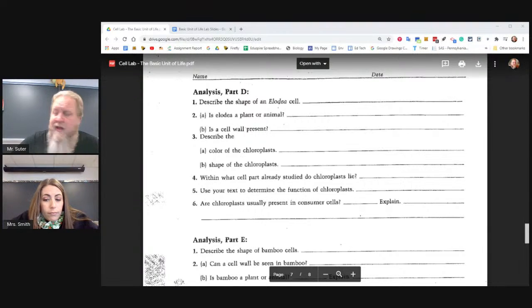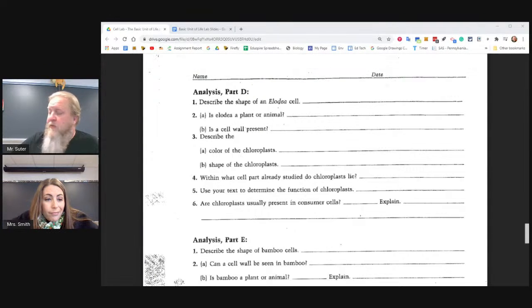Just a little interesting thing to add to that. Notice the word usually. Are chloroplasts usually present in consumer cells? One of the things you can never do in biology is pretty much say always, because anytime you say always about life, life will show you kind of an exception to that rule.